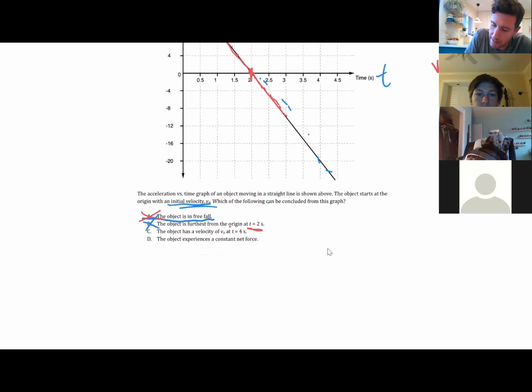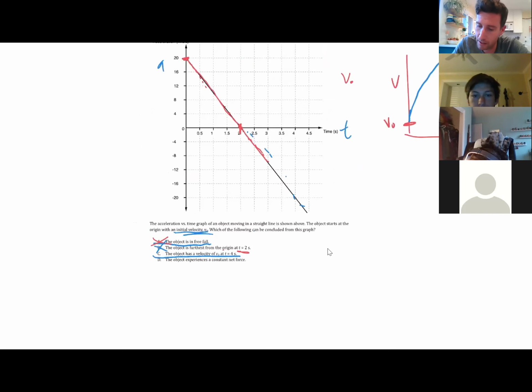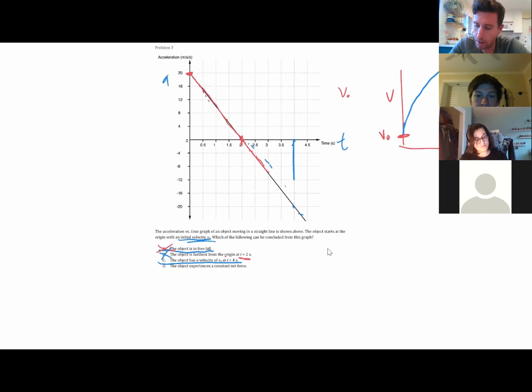The object has a velocity of v sub 0 at t equals 4 seconds. So at t equals 4 seconds would be here. Well, at that time, the velocity is the area under the acceleration curve. So that'd be that and that. These two triangles would end up canceling each other out, putting me back at an original velocity of v sub 0.